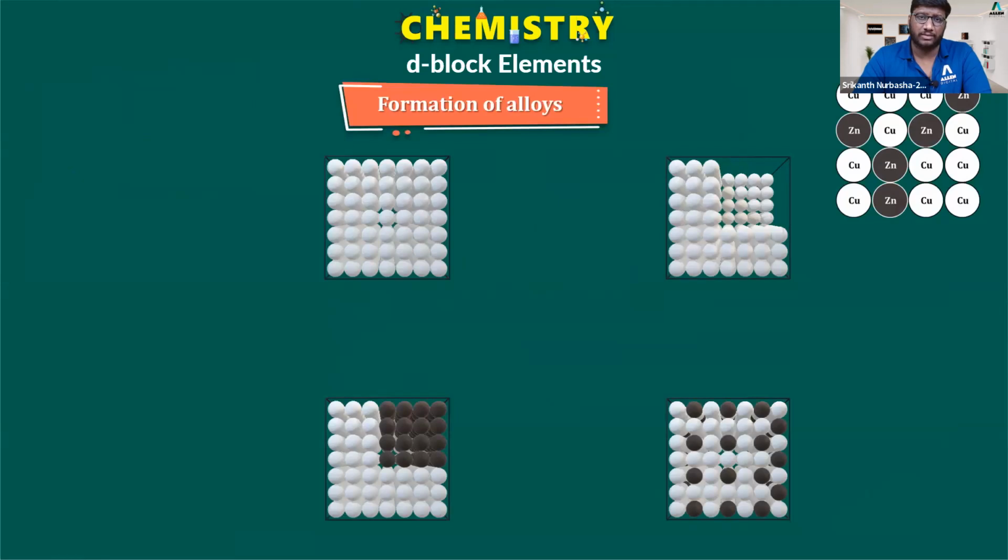Do you know alloys? Can anyone define what is an alloy? Combination of two different metals. Very good, Kanishka. Homogeneous mixture of metals. Very good. Okay. So when two or more metals are combined, they can lead to the formation of an alloy. It is like a solid solution.